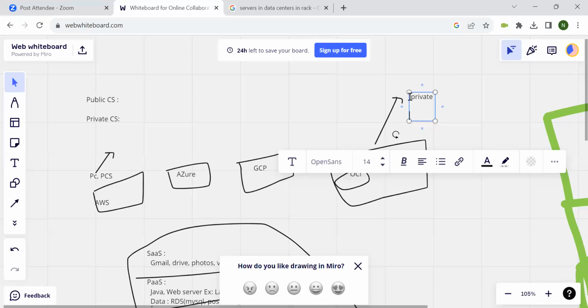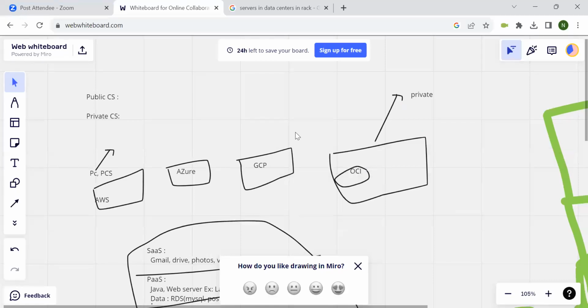If there is any issue, what we need to do is go physically and get a security clearance, both physically and virtually, and only then will they allow us inside to troubleshoot any of the issues. That's how it works. I mean, Azure and GCP are also part of public and private cloud services, but they are not as popular as AWS and OCI.